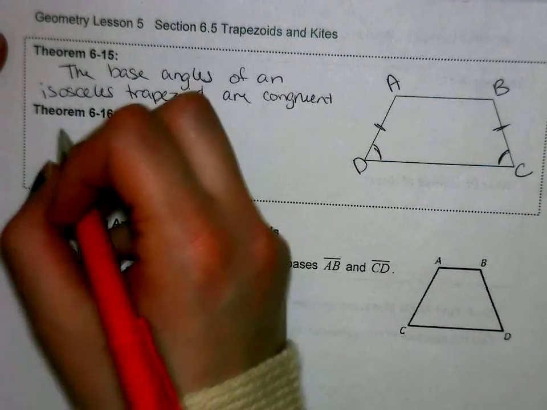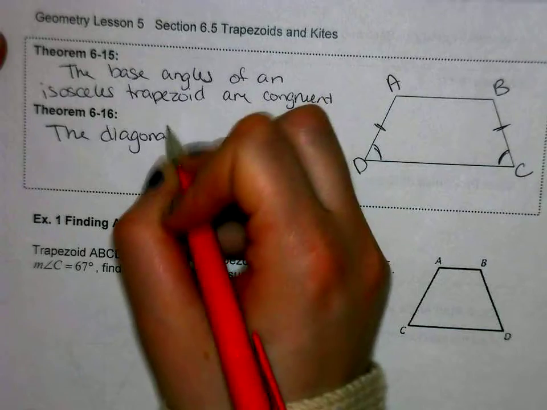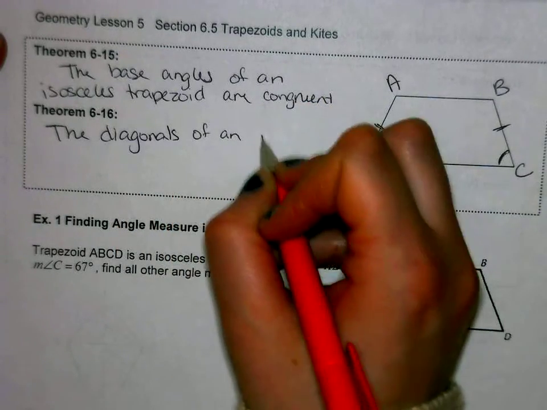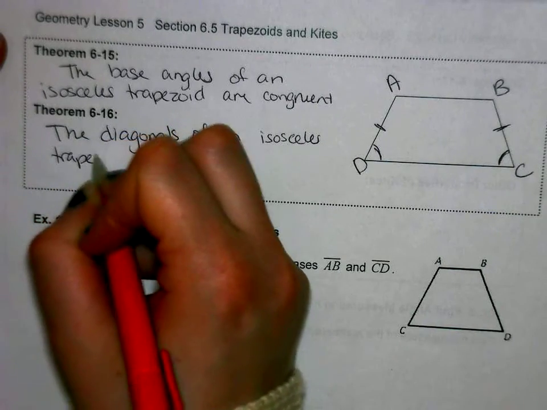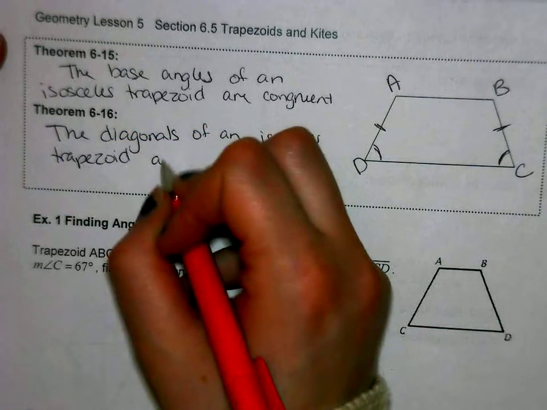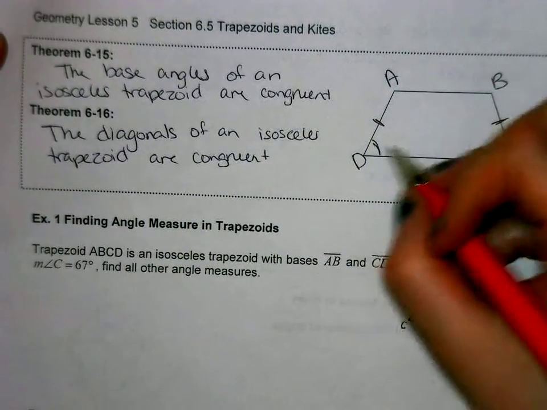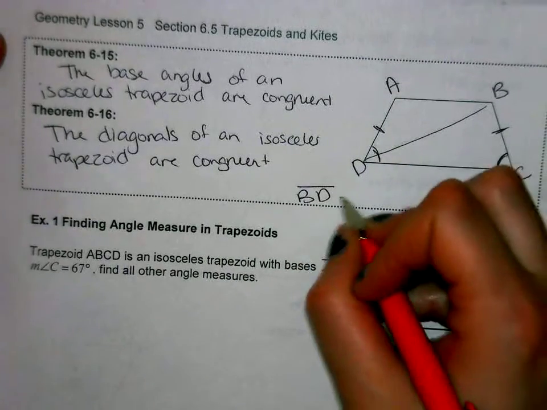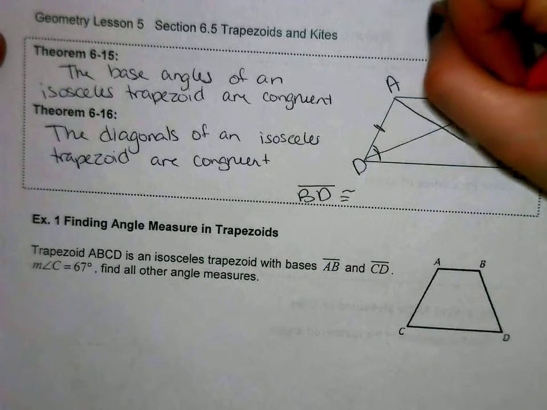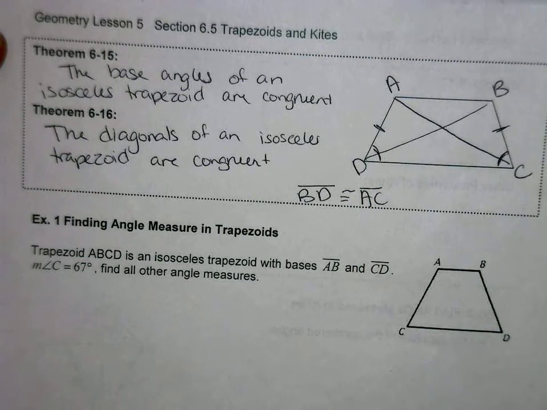So 6.16, the diagonals of an isosceles trapezoid are congruent as well. So that means our diagonal BD is congruent to the other diagonal AC. So let's look at some examples with the trapezoid.